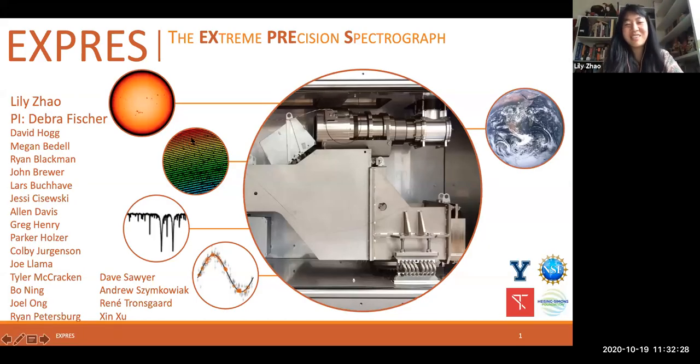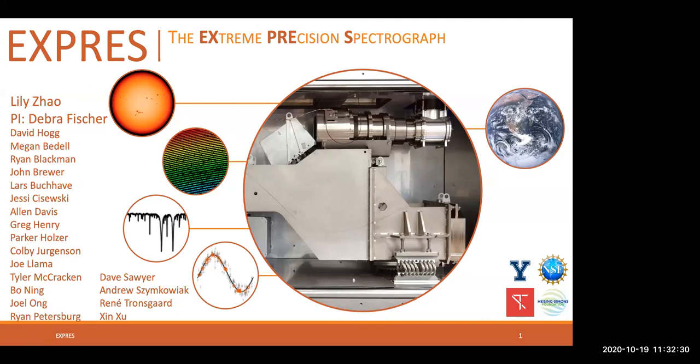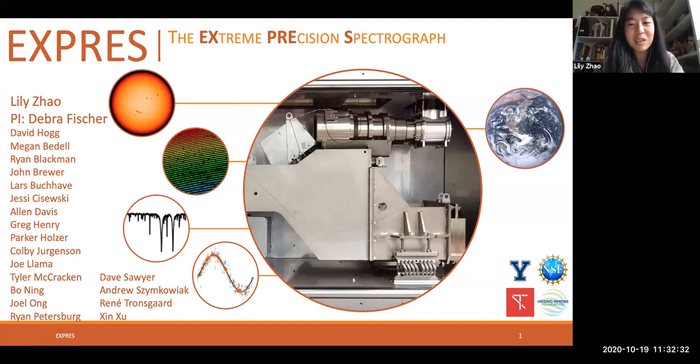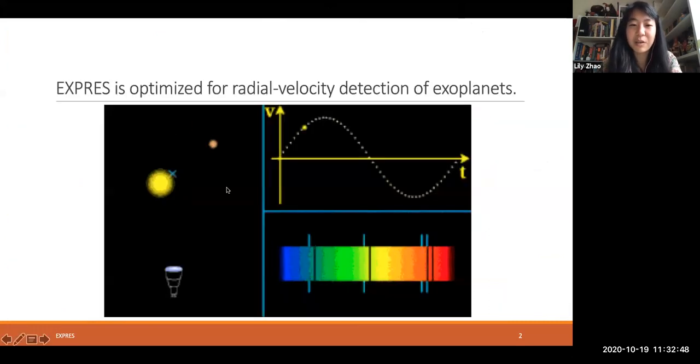Great, thanks. So like Anna said, my name is Lily. I'm working currently at Yale University in Deborah Fisher's group on EXPRES, the extreme precision spectrograph. EXPRES is a spectrograph that we designed, built, and commissioned in-house at Yale, designed to bring radial velocities to this era of extreme precision, and also to target finding Earth-like planets.